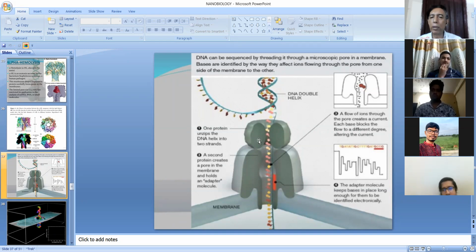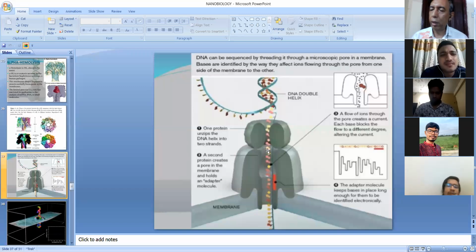That alpha hemolysin creates a pore here and makes this DNA thread enter through this pore. It is like threading a needle. First one protein opens this DNA helix, and next another protein makes a pore here and makes this DNA thread enter into the pore.